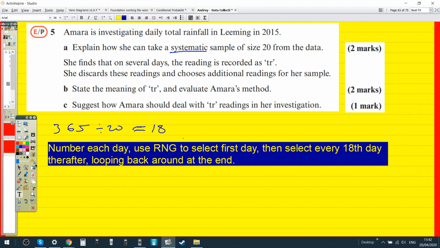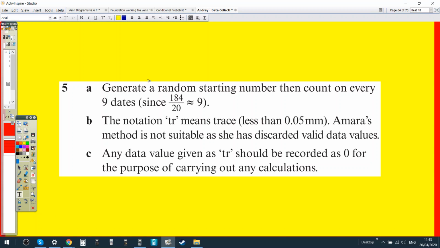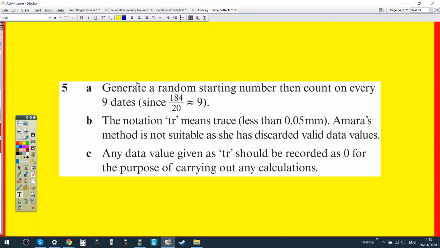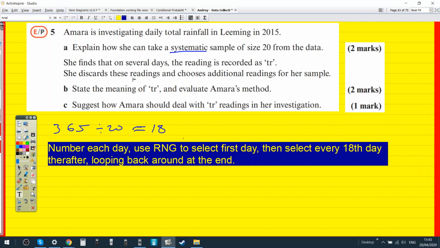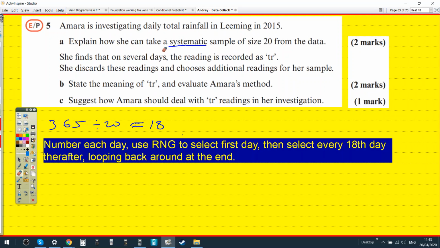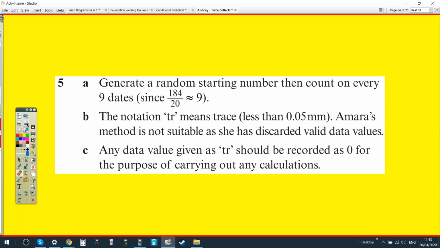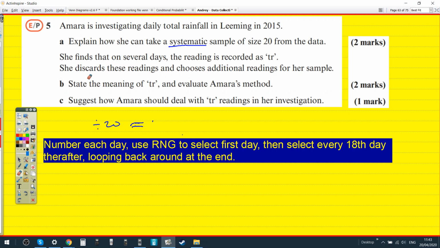Any question? Oh, hang on, let's take a look at this one. So generate a random starting number and then count on every 9 dates. Aha, so there was only 184 days for that one. So we have to actually have the large data set in front of us to get that one. Let me just see, 184. So the notation tr means trace. Mars method is not suitable as she has discarded data values. So she finds that on several days she discards these readings.